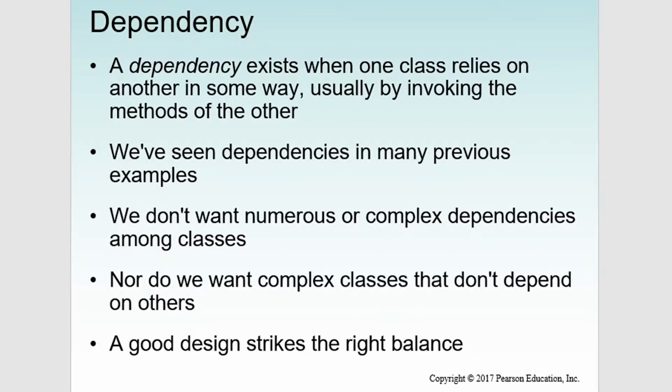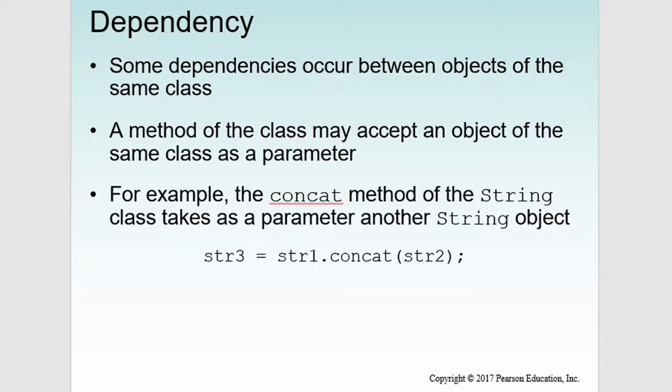A dependency exists when one class relies on another in some way, usually by invoking methods of the other. We've seen dependencies in many previous examples. We don't want numerous or complex dependencies among classes, nor do we want complex classes that don't depend on others. A good design strikes the right balance. Some dependency occurs between objects of the same class. A method of that class may accept an object of the same class as a parameter. For example, the concat method of the String class takes a String object as a parameter.